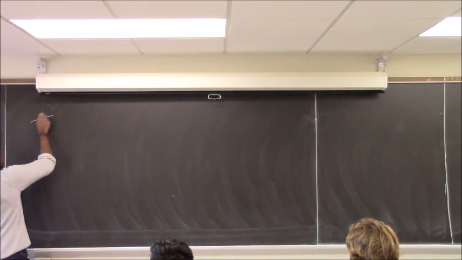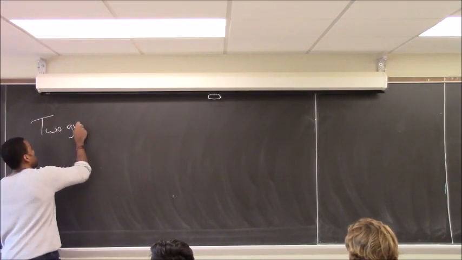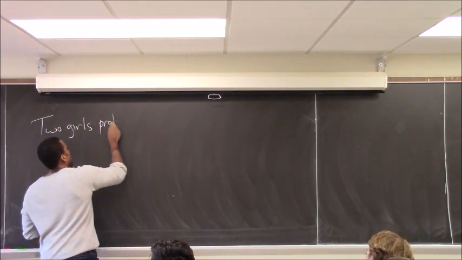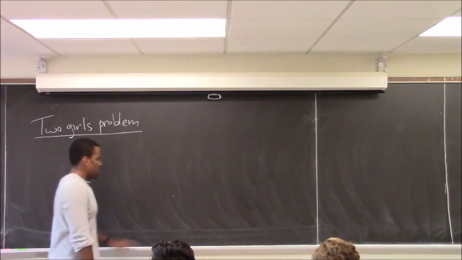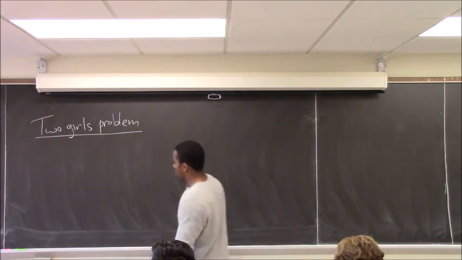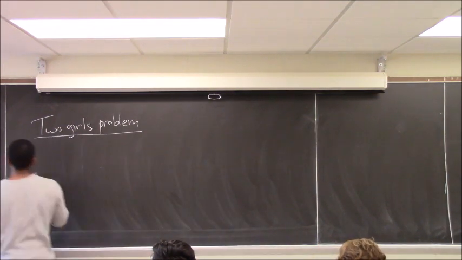Let's look at the 2 girls problem. Let's look at that one. And I'm going to start that by figuring out how we want to represent the children.